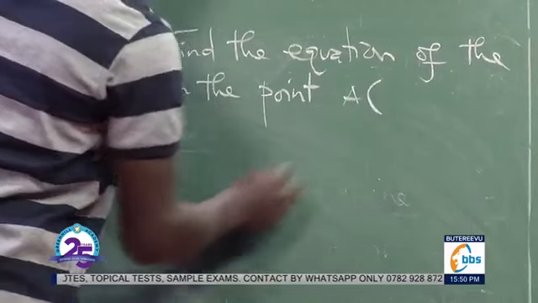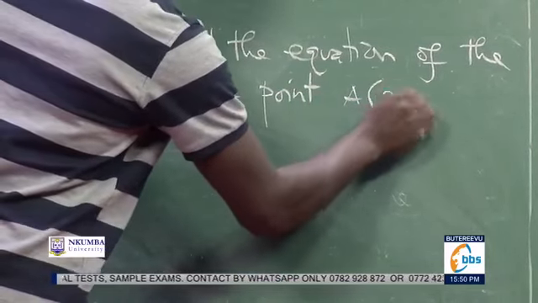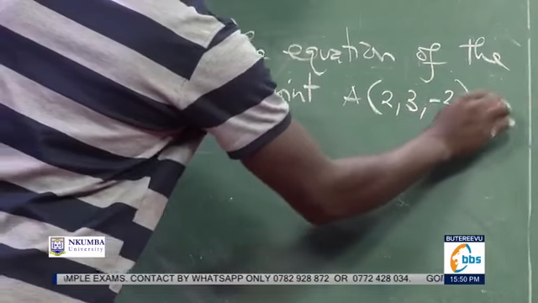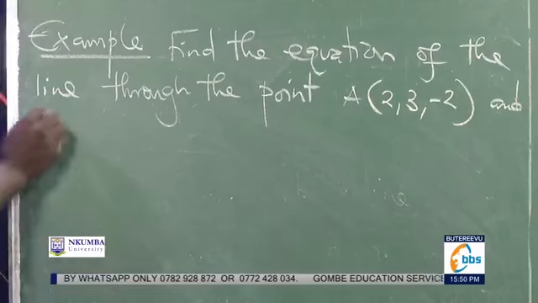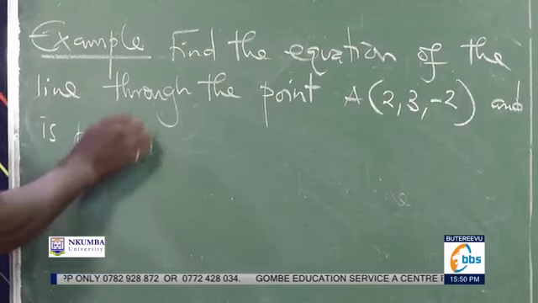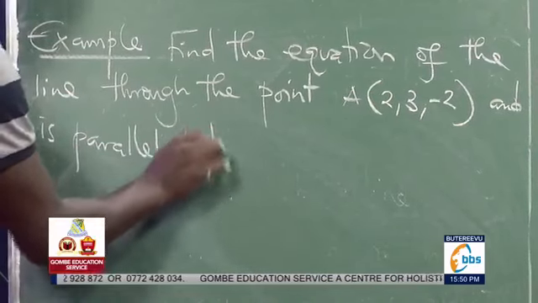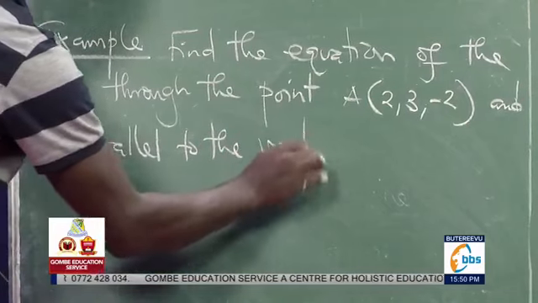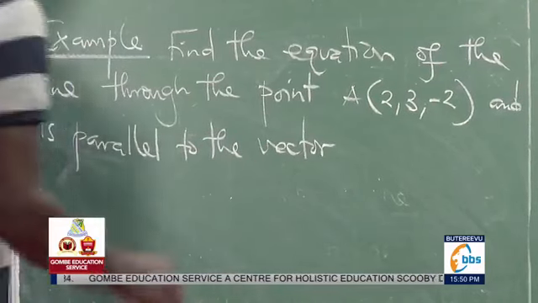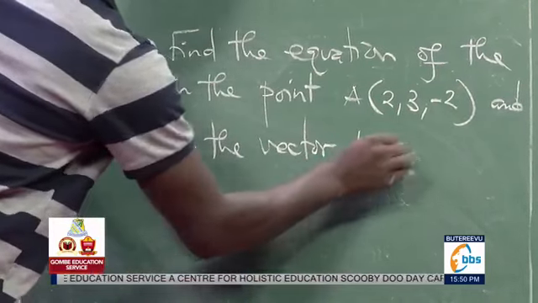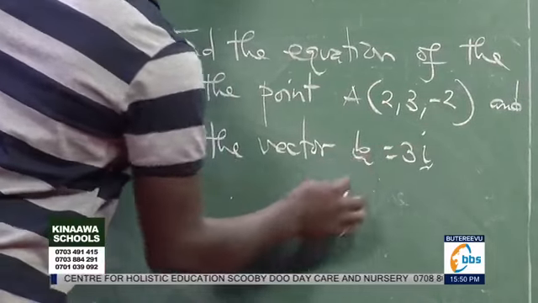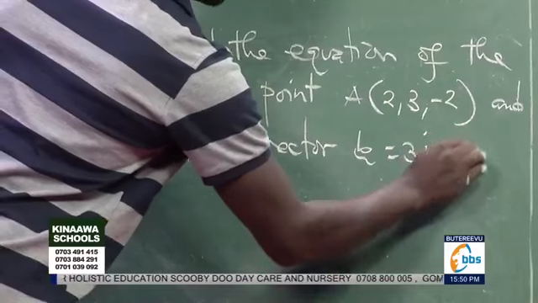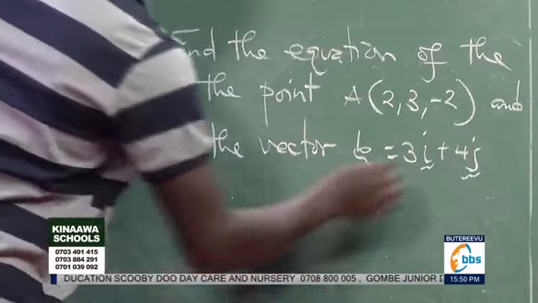A, which is 2, 3, -2, and is parallel to the vector B equals 3i plus 4j, and then plus k.